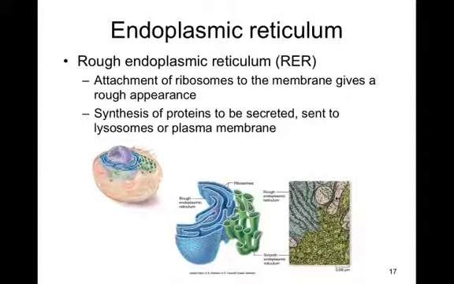Remember, the ribosomes could either be bound or they could be free-floating. The free-floating ones are floating around in the cytosol, whereas ribosomes that are going to make proteins that are for export from the cell will bind to the rough endoplasmic reticulum. So these little dots are ribosomes attached all over the surface.